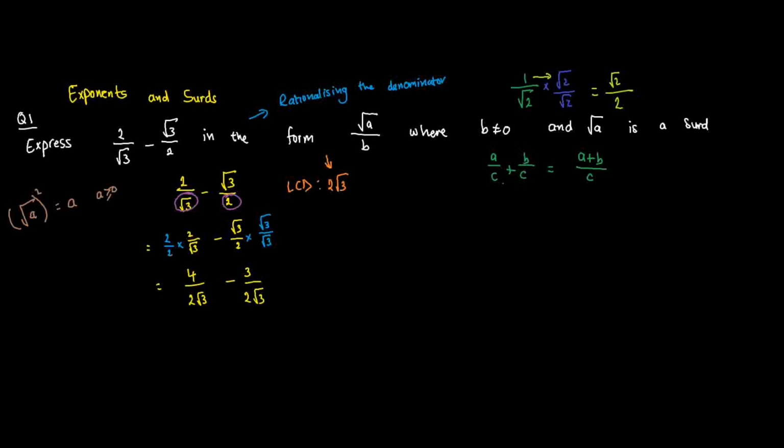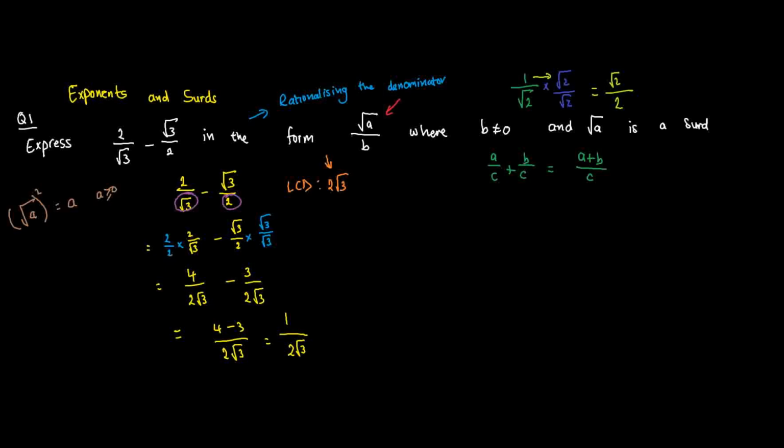So that's the reason why we found the LCD, so that we can get common denominators. It's always best to work with the lowest common denominator. So now we have 4 minus 3 over 2 square root 3, which is equal to 1 over 2 square root 3. Now this is perfectly fine as a final answer. However, we cannot leave it like this. Why? Because there's a square root in the denominator. So we have to rationalize the denominator.